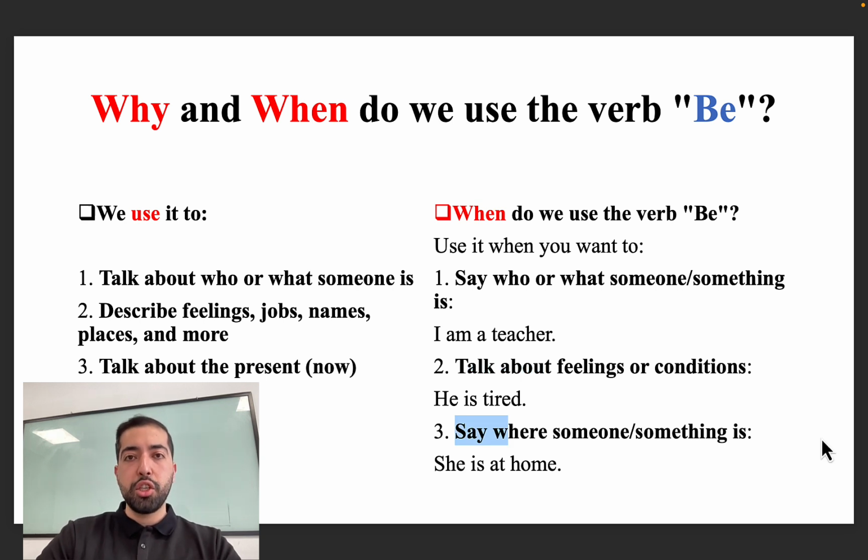Like in this case, she is at home. She refers to a girl or a woman. Is relative to be, which we are going to use for she. At home is the place.